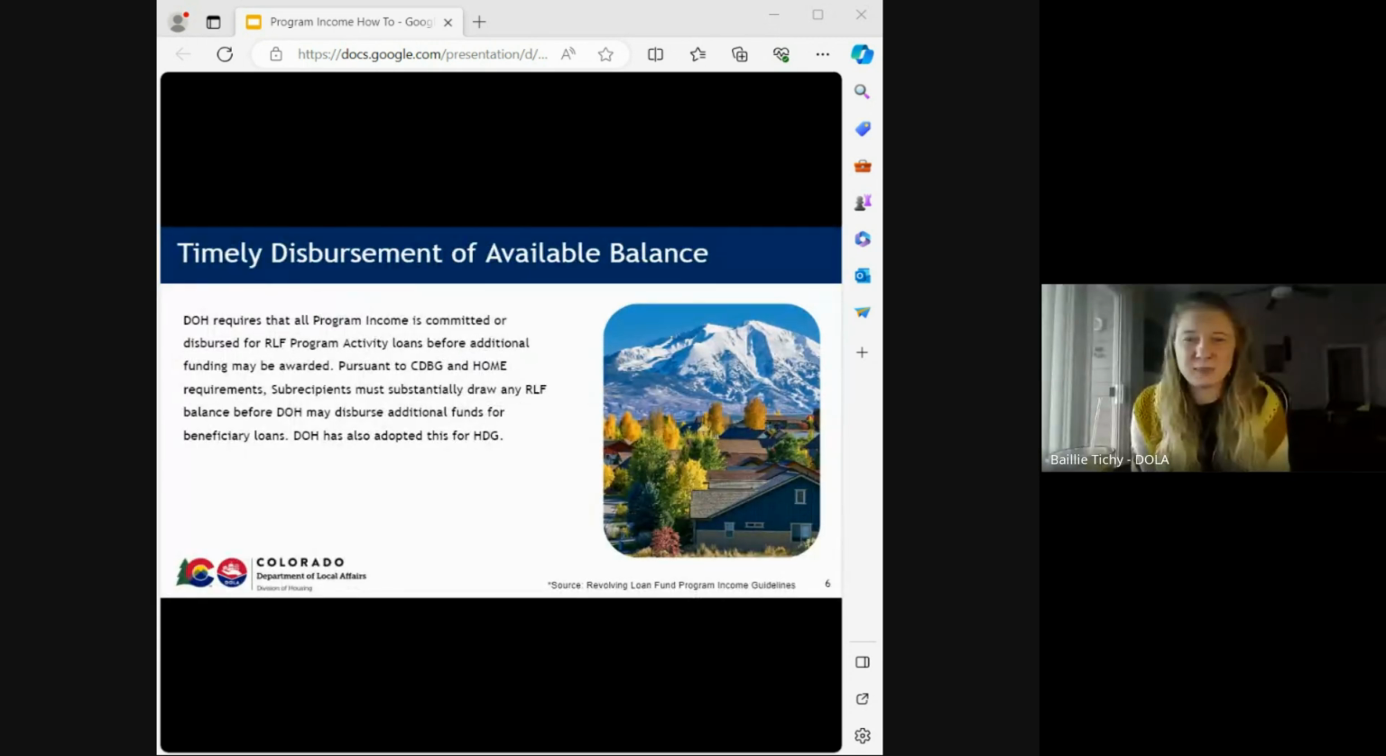All right, so timely disbursement of available balance. DOH requires that all program income is committed or dispersed for RLF program activity loans before additional funding may be awarded. So when it comes to this, keep your program income balance in your thoughts, especially when requesting additional funding. That is going to be one of the first places that we're looking if you are requesting additional funding. The folks who support us on staff are going to want to know where your program income sits, what's sitting in there, and how we can leverage that before we give out additional funding.